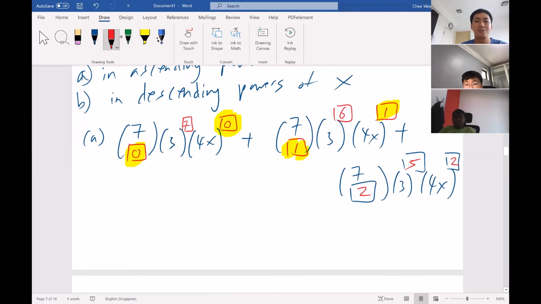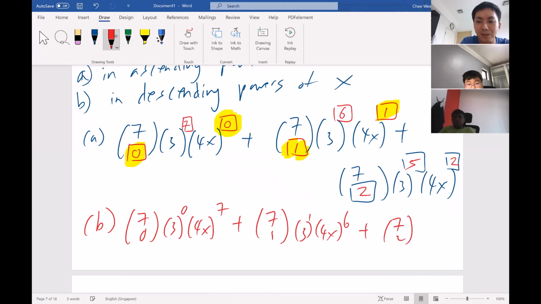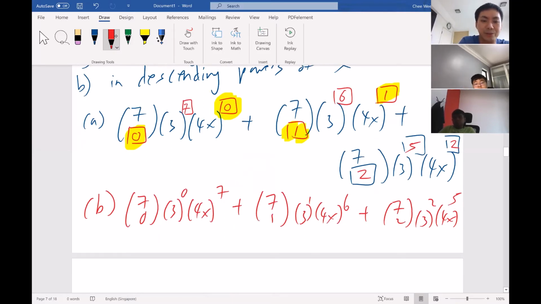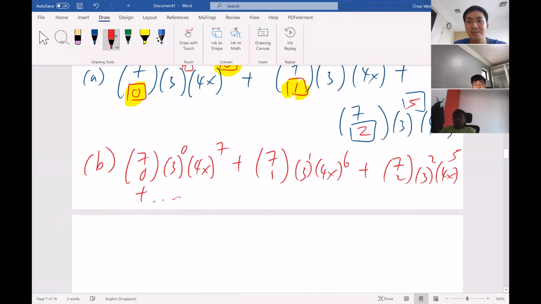So if it's part B, if they want descending order of x, then 7 choose 0, I must give 4x the maximum power, which is 7, and thus 3 must be relegated to have power 0. Then 7 choose 1, 3 to the power of 1, 4x to the power of 6, plus 7 choose 2, 3 to the power of 2, 4x to the power of 5. Something like this. And don't forget the dots, of course, because the question asks for the first 3 terms, but we must account for the remaining terms.